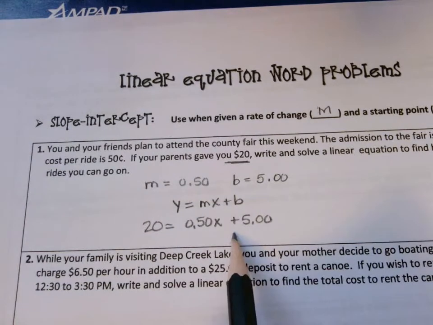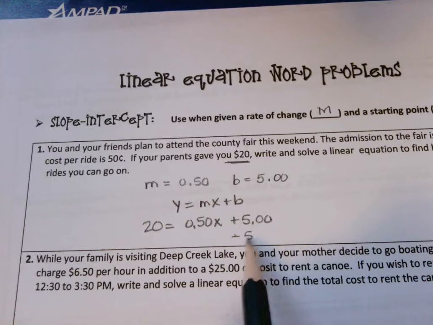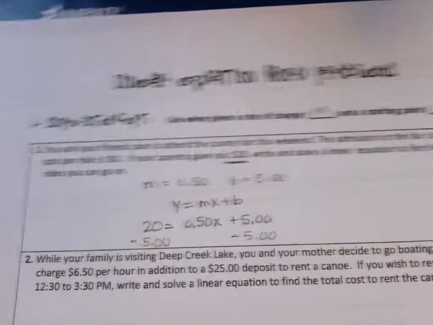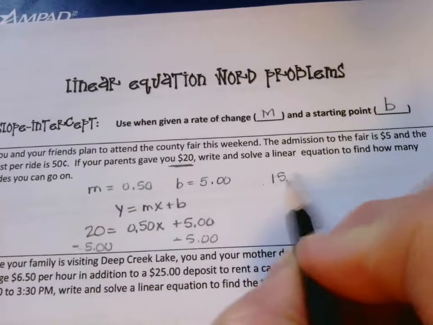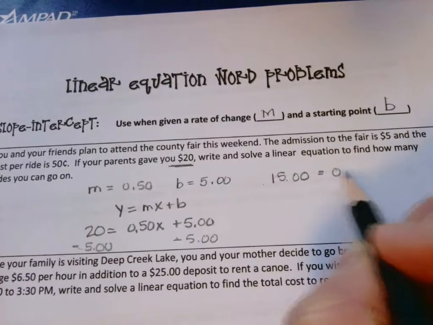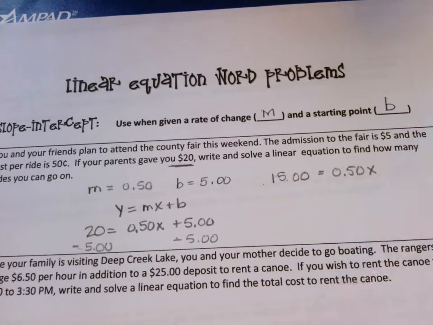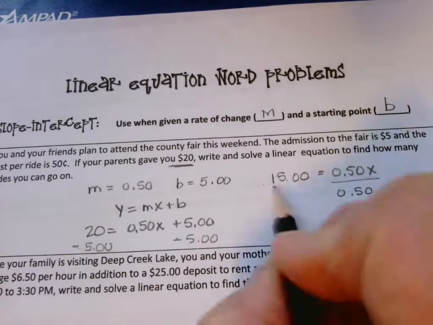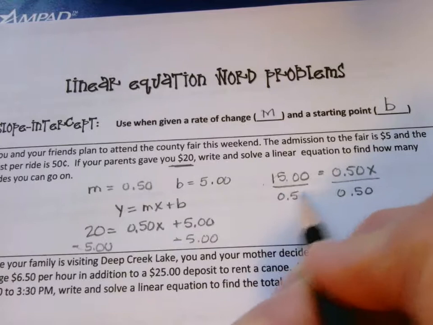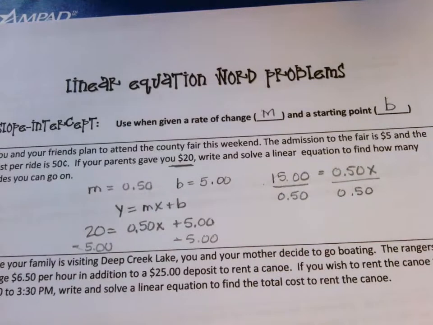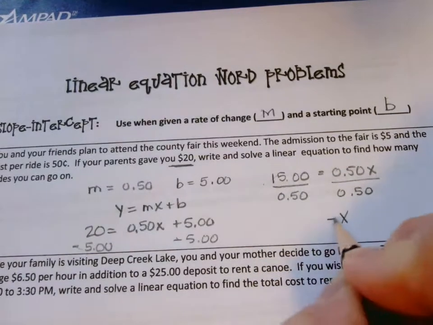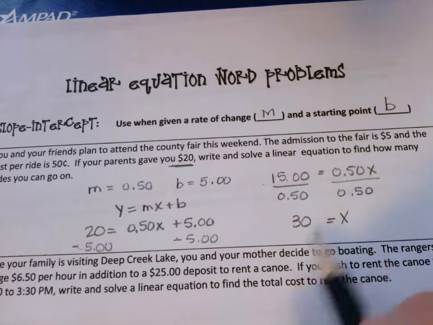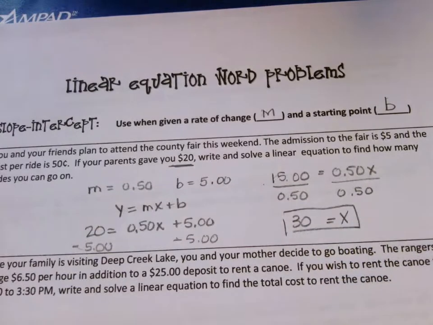The first thing I'm going to do is subtract 5 from both sides. And that leaves me then with $15 on the left side. And then I'm going to divide both sides by 1/2, essentially, is what I'm dividing by. And remember, dividing by 1/2 is the same as multiplying by 2, so I can go on 30 rides. So here is the answer to the county fair problem.